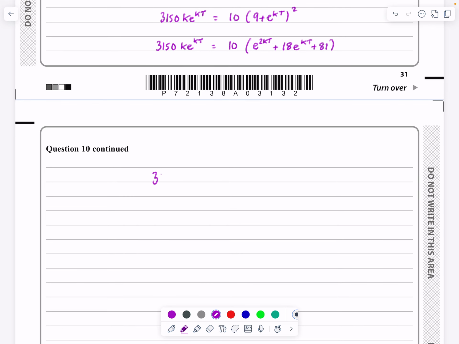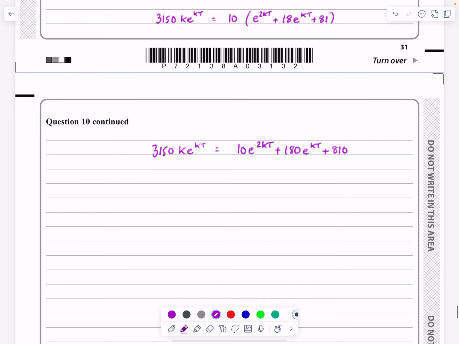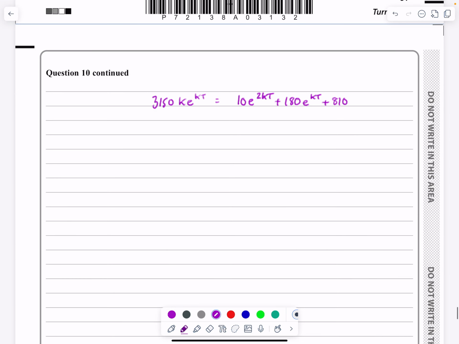Multiplying this all out gives me 3150k e^kt equals 10e^2kt plus 180e^kt plus 810. Now let's make that one quadratic on one side here. So I'm going to get 10e^2kt, and then I'm going to take this over to the other side here.